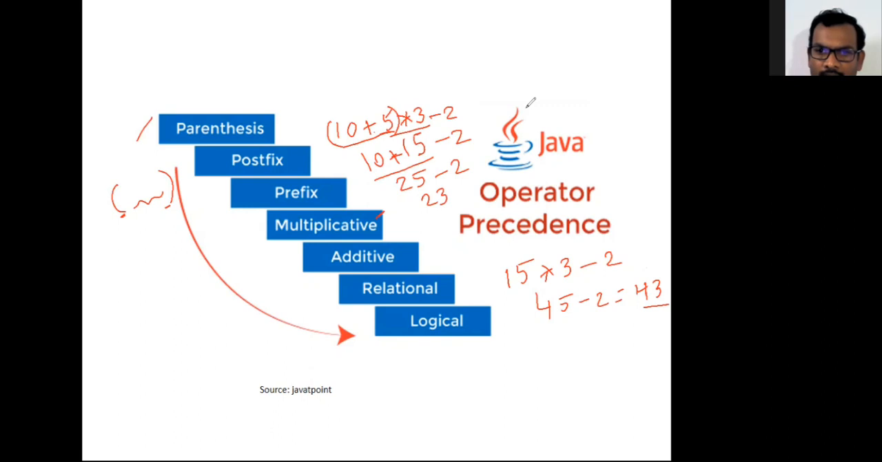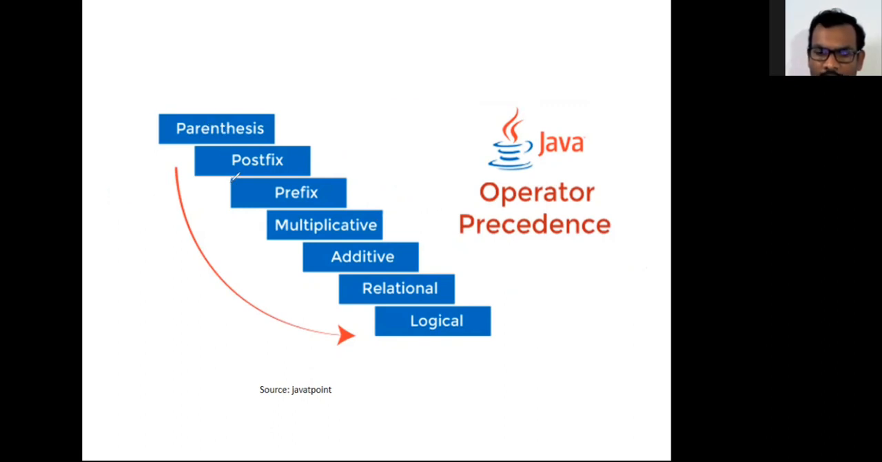And here, this is the order we need to follow for evaluating the expressions. This is called the order of precedence. If an expression consists of parentheses, first preference will be given to the parentheses, followed by postfix, prefix, multiplicative, after that additive, relational, followed by logical, and at last assignment.